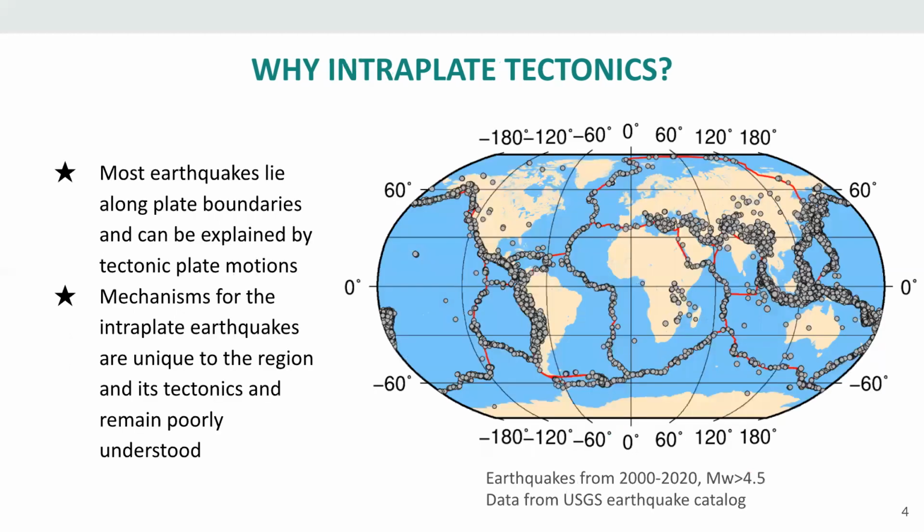As I discussed, the earthquake locations coincide pretty well with the plate geometry. On the right, the gray circles represent the epicenters of earthquakes in the past 20 years. If you notice, the majority of these earthquakes lie very closely on top of the plate boundaries, which are marked here in red. But there are also some earthquakes that do not lie on top of plate boundaries, and these are the intraplate earthquakes, for which we do not understand the mechanism.